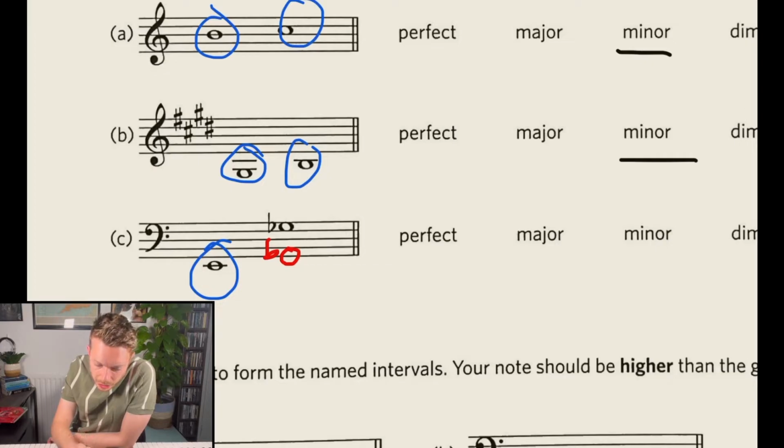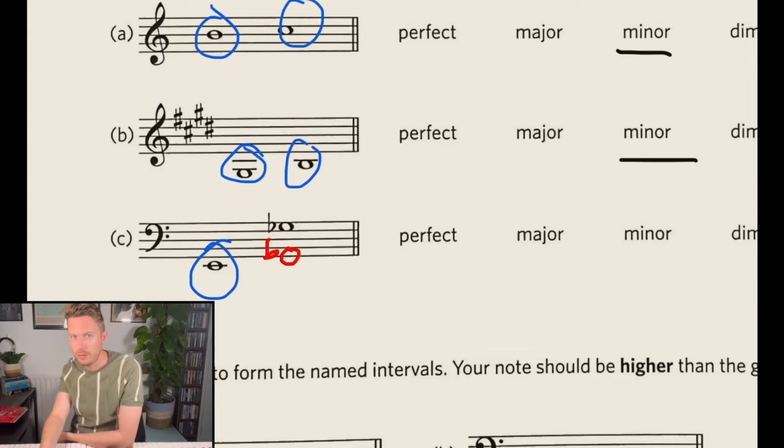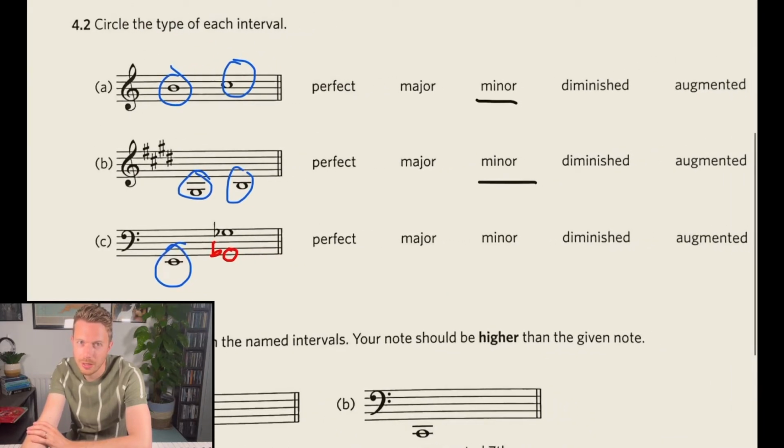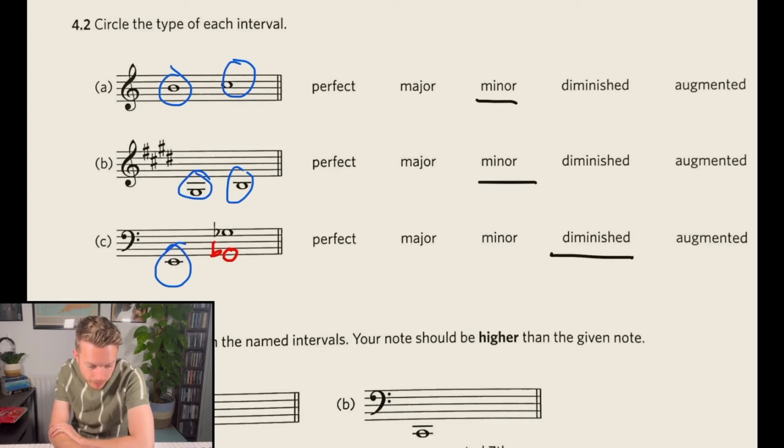E to G sharp is a major third because that's the third in the major key. E to G natural is a minor third. That means we still have the third, but it's a flat. So it would actually sound exactly the same as a major second, but it's written as a minor third because it's the third, it's some form of G, which means it's the third note of the scale. So that is actually a diminished third.